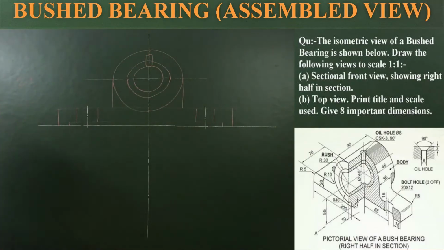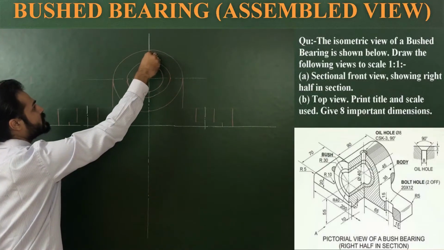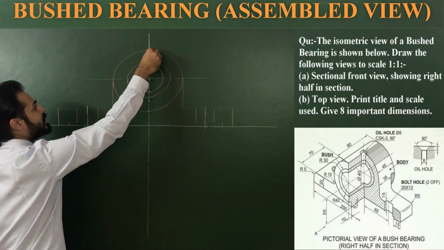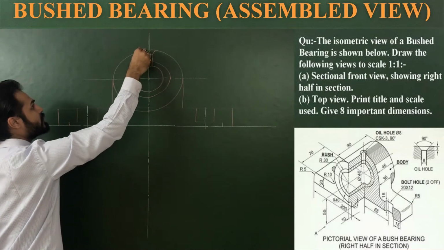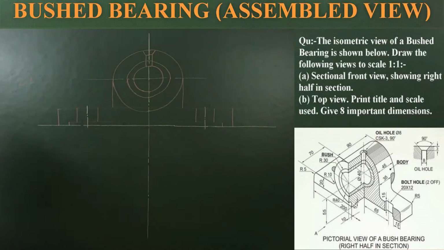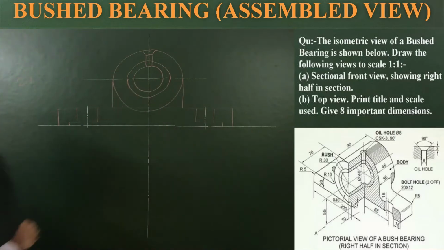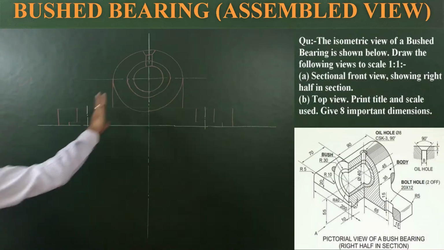Then the CSK angle is 90, so total is 90, half is 45. So from this point draw a line at an angle of 45 and 45. So from the vertical axis 45 left, 45 right. Okay, so oil hole, bolt hole, central cavity, right. So this is the approximate or rough construction work for the front view of this bearing. Now the problem statement says that draw right half in section.